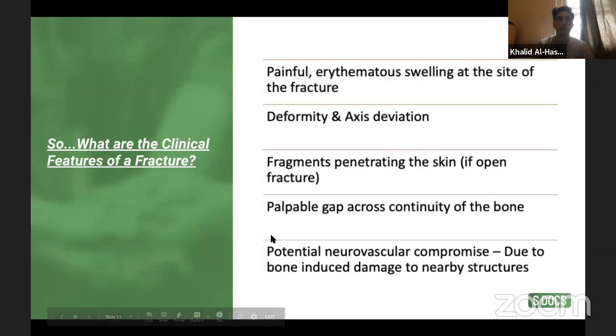So, what are the clinical features of a fracture? This is fairly straightforward. If you think about a fracture, like we said before, as a loss of union, then naturally what we'll see is a painful erythematous swelling at the site of the fracture.